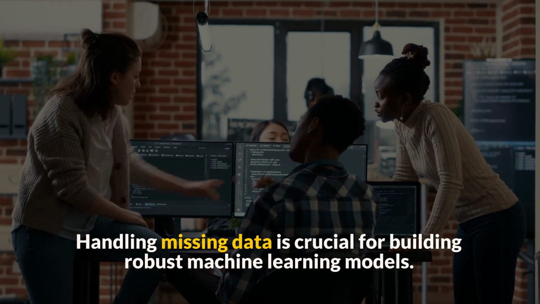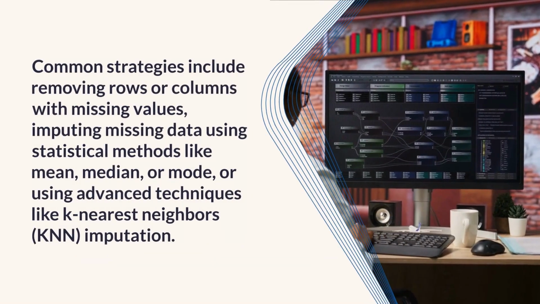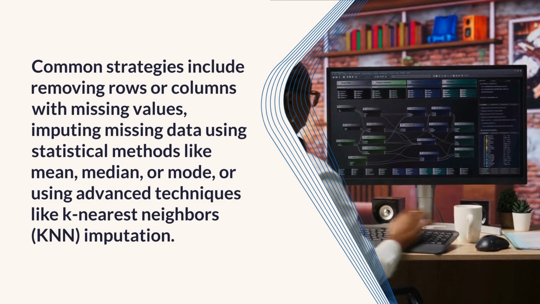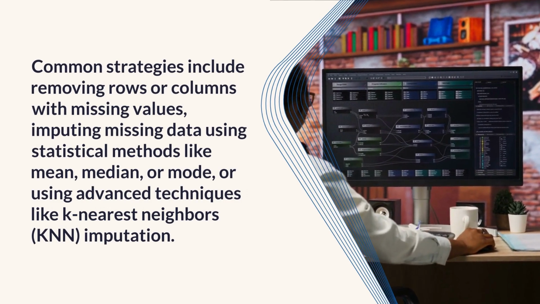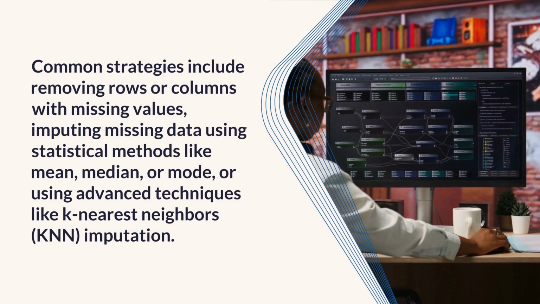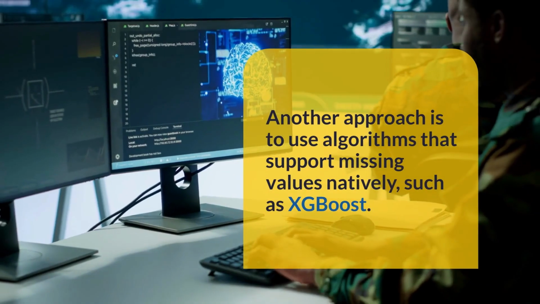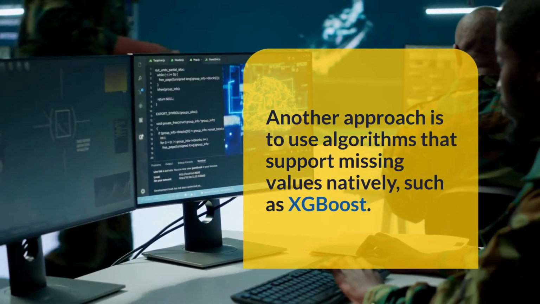Handling missing data is crucial for building robust machine learning models. Common strategies include removing rows or columns with missing values, imputing missing data using statistical methods like mean, median, or mode, or using advanced techniques like k-nearest neighbors, KNN, imputation. Another approach is to use algorithms that support missing values natively, such as XGBoost.